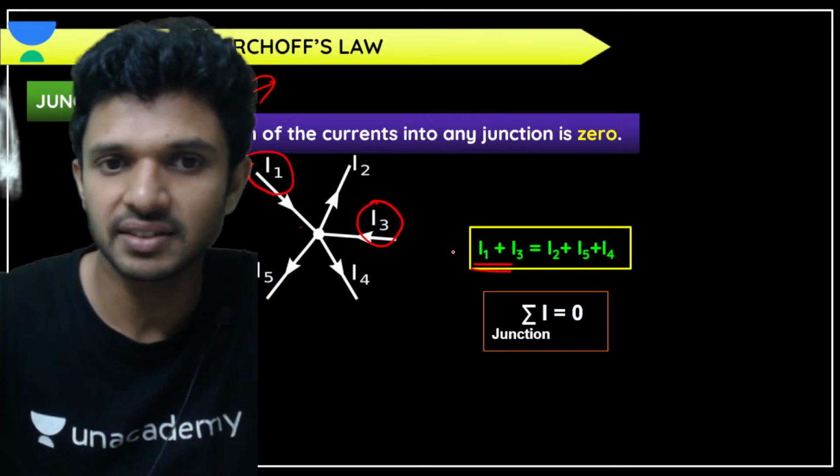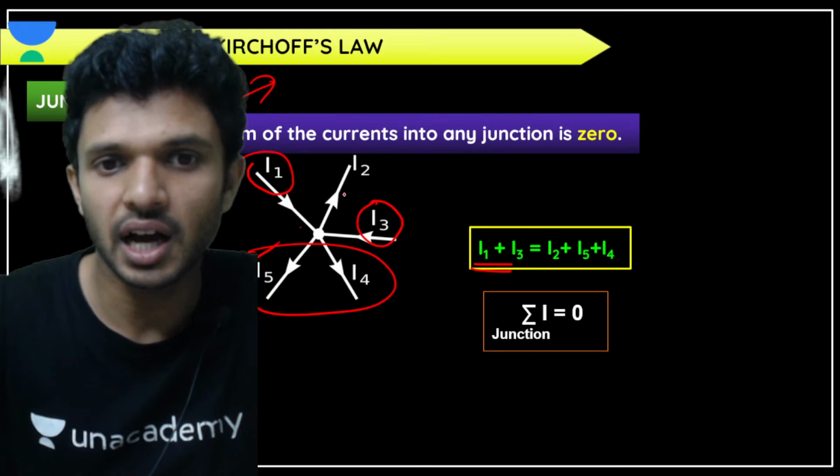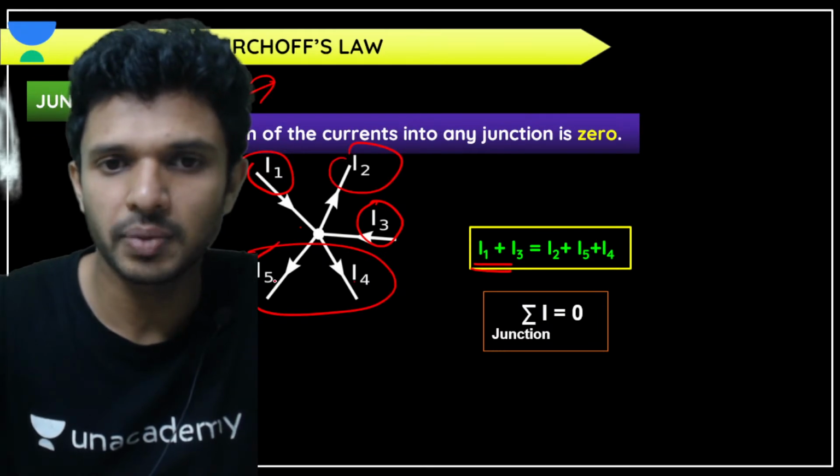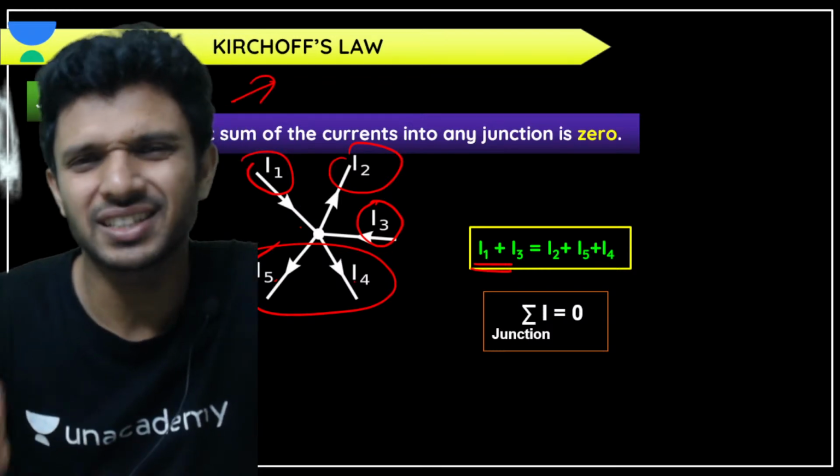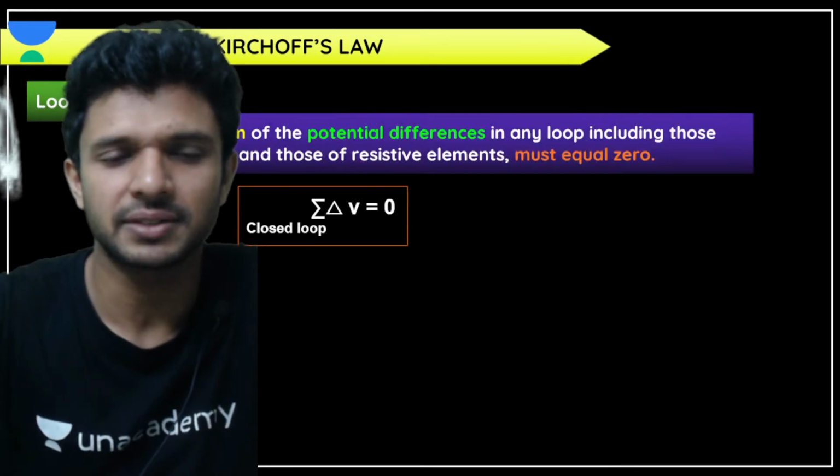So I1 plus I3 is equal to the current going out of the junction, that is I4 plus I5 plus I2. That's it. And you also know the junction rule, it is so simple, a small thing.